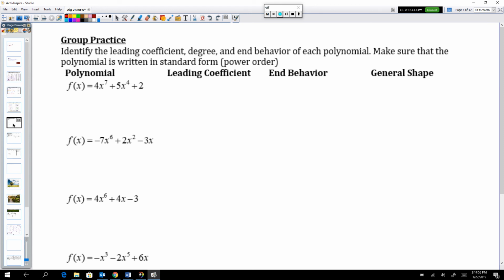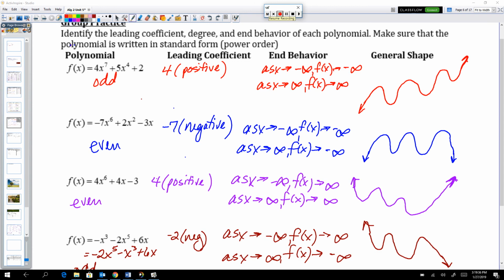Let's try this practice. So go ahead and pause the video. Fill in, for these polynomials, the leading coefficient, what that number is, whether it's positive or negative. Fill in the end behavior, and just sketch the general shape. It doesn't have to be perfect, but sketch the general shape. Go ahead and pause the video now and try that on your own, and then restart the video and I'll go through the answers. Okay, hopefully you got most of this filled in, but let's talk about what we've got here.